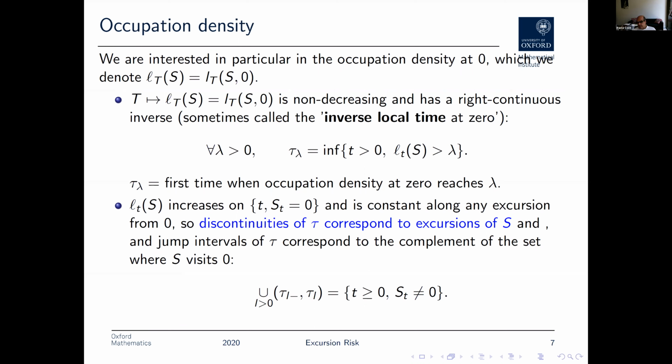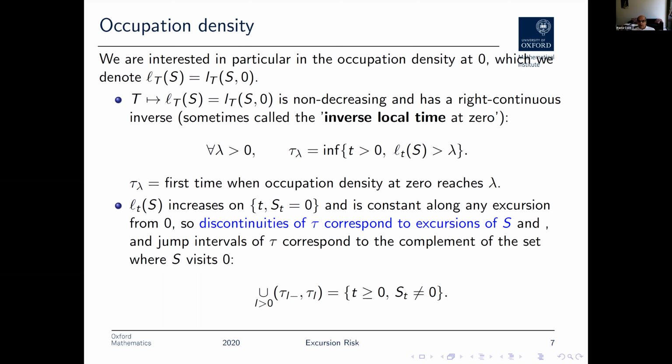Okay, so as I said, we're particularly interested in the occupation density of our signal at level 0, not just any level, but 0. So we're going to use a special notation for 0, because we don't really care about other levels in this application. We only care about 0. So I will call L_t(S) the occupation density of S at 0. It tells you how much time it spends at 0.